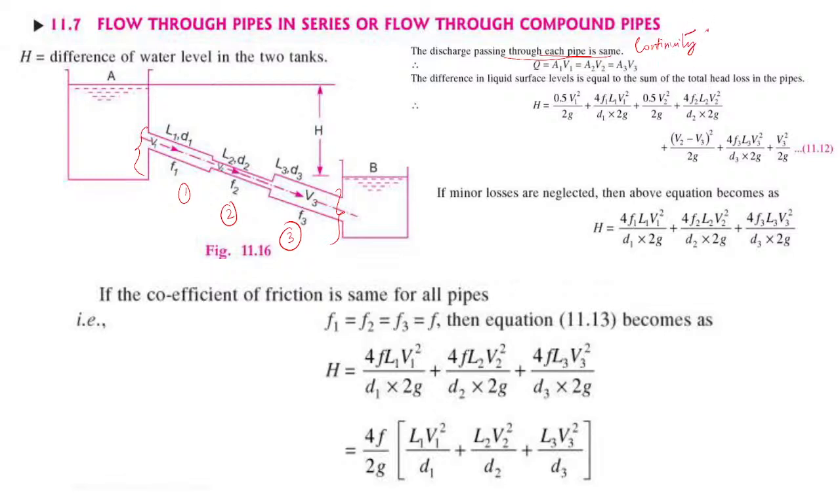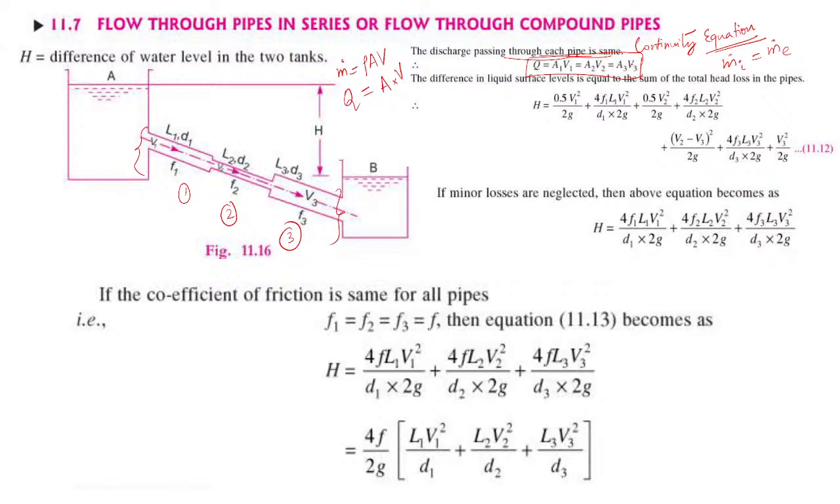What is a continuity equation? The mass flow rate entering the pipe is equal to that leaving the pipe, and we can say m dot is nothing but rho A V, and we can also say the discharge is the same, that is area into velocity. So for each of the three pipes the discharge is going to be the same: A1 V1 equals A2 V2 equals A3 V3.